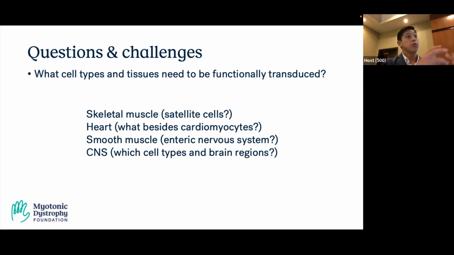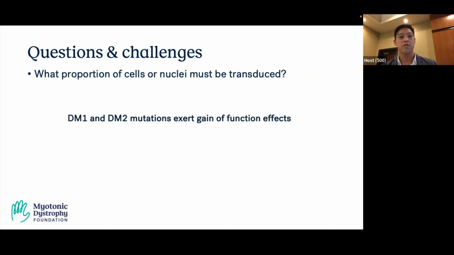In the heart, we think about cardiomyocytes, but half of the heart is made of cardiac fibroblasts as well, and there are other cell types as well. In the smooth muscle, we think about the muscle, but what about the enteric nervous system? Is that playing a role in disease? And in the central nervous system, what are the cell types that we need to target? What are the brain regions we need to target? We actually don't have very clear answers on these at the current time. And so that dictates, for example, the regulatory elements, the promoters, the sequences that you need to incorporate into your virus.